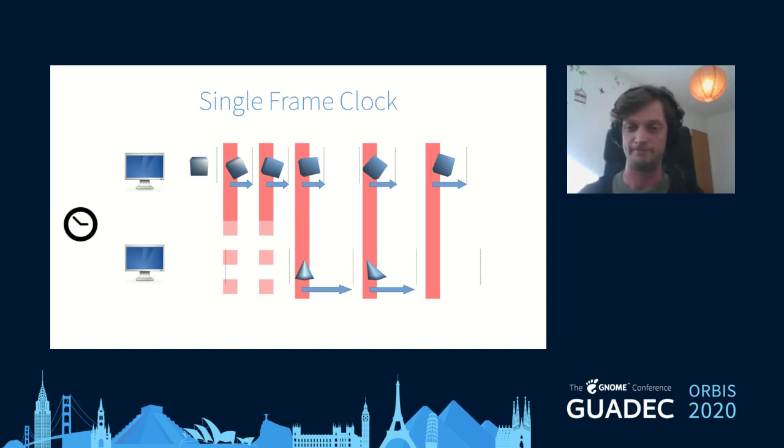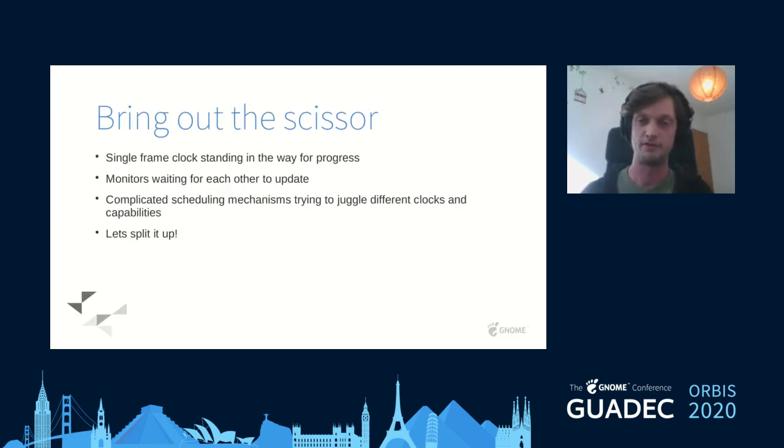So next slide. So the single frame clock that tries to juggle all these scenarios was more or less standing in our way of making any significant progress in this area. As you could see in the previous slide, they were waiting for each other to paint when they both painted, and it was kind of complicated to try to juggle different monitors with different capabilities and requirements, and so it was decided at one point to just split it up into multiple ones.